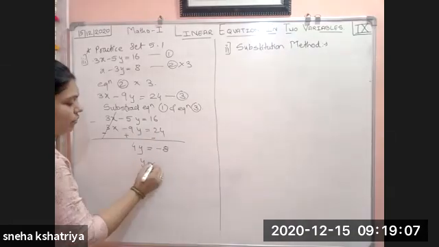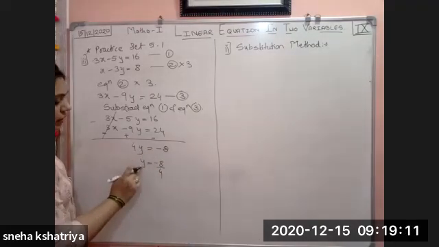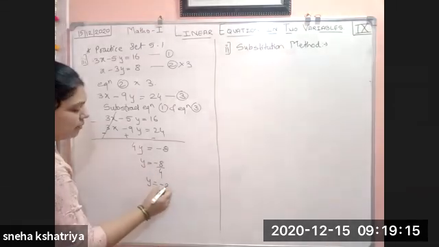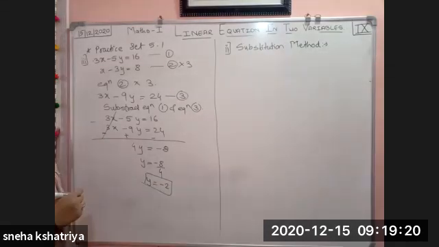So 4y is equal to minus 8. y is equal to minus 8 divided by 4. So what is the y value? Minus 2, because 4 twos are 8. We get y value as minus 2.